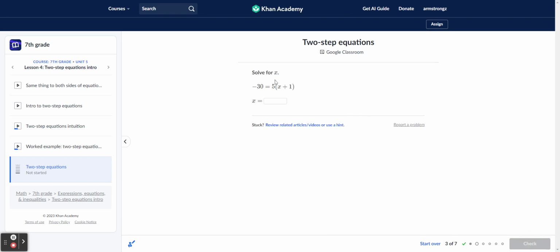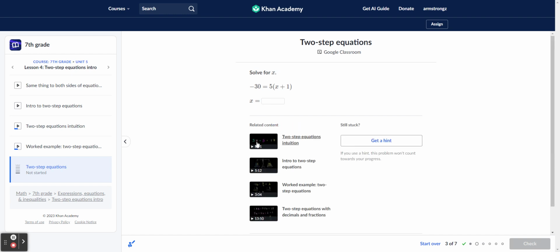Okay, so I'm looking here. I've got some grouping symbols. I might be stuck. I might review some stuff. If I need a hint, I'm getting a hint. But again, we're doing as much as we can, figuring out what's going on, not just copying what they have.